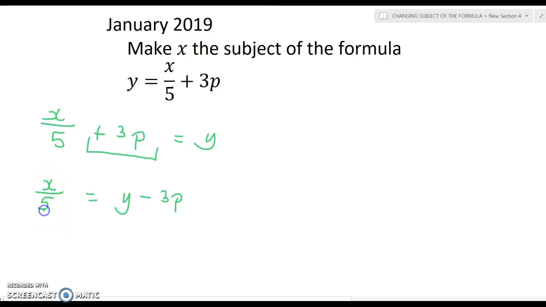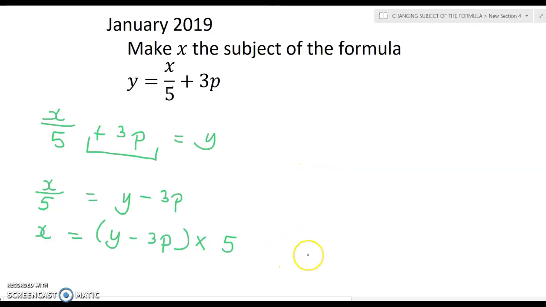And now we have x divided by 5. Now remember, the opposite of dividing by 5 is multiply by 5. So we're going to get y minus 3p. Put all this in brackets and we're going to multiply by 5. You could even answer just like that. That's perfectly fine.